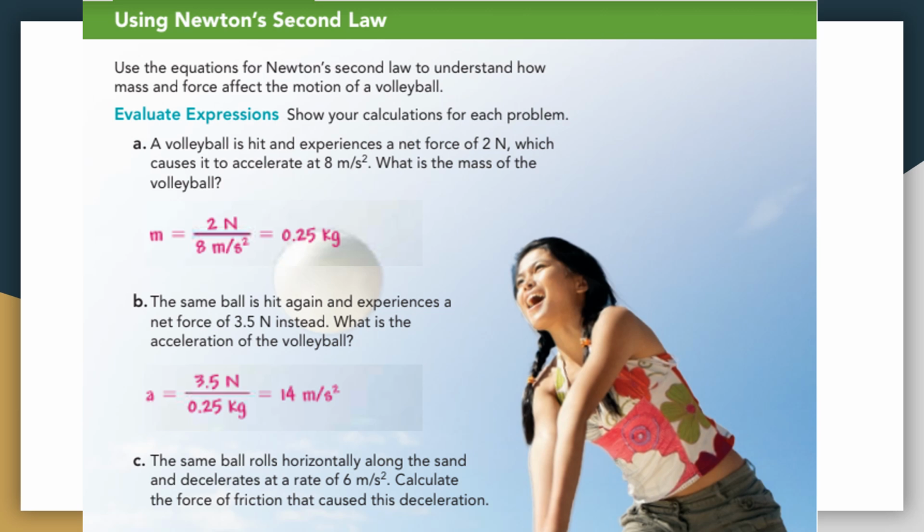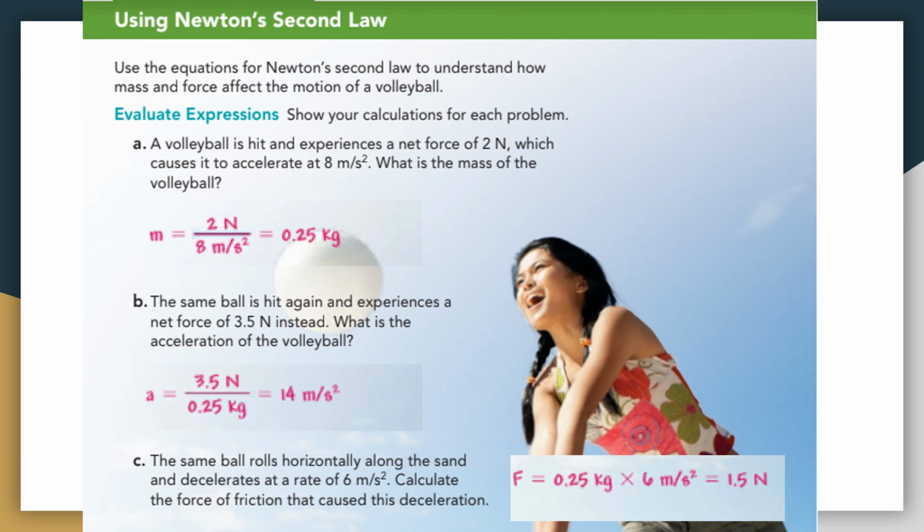The same ball rolls horizontally along the sand and decelerates at a rate of 6 meters per second squared. Calculate the force of friction that caused the deceleration. So for that one, we're going to do F equals mass times acceleration, so 0.25 mass times the 6 meters per second squared of acceleration, and that equals 1.5 newtons, which is the force of the friction.